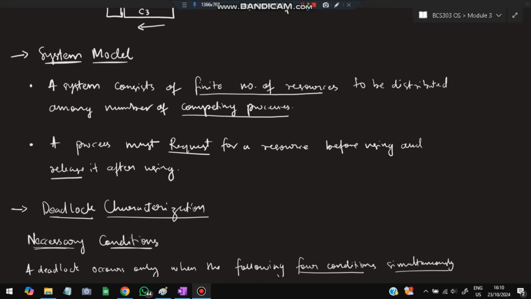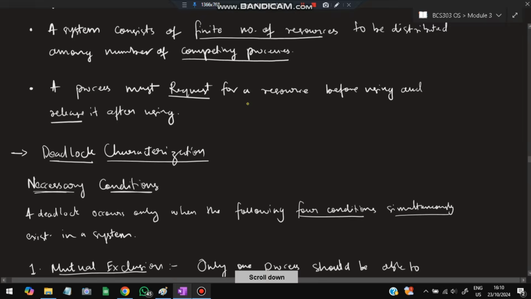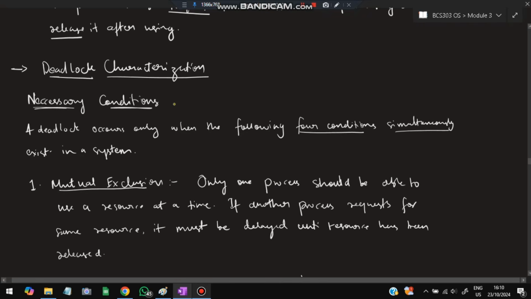So a process must request a resource before using it and release it after using. Okay, it should not hold it. Now, deadlock characterization. Deadlock occurs when all four of the given conditions are there, not just one of the four.